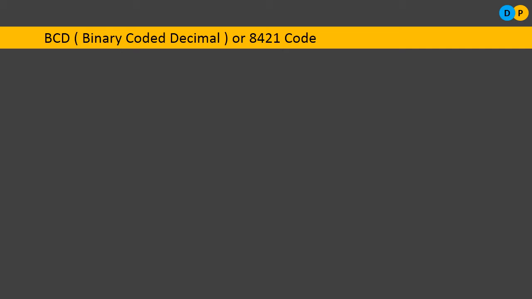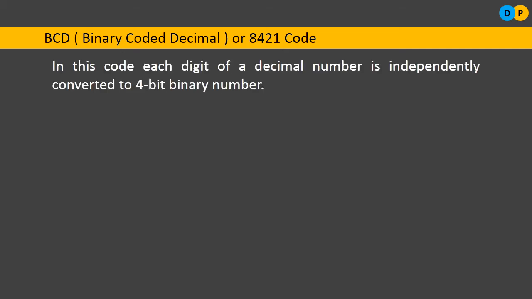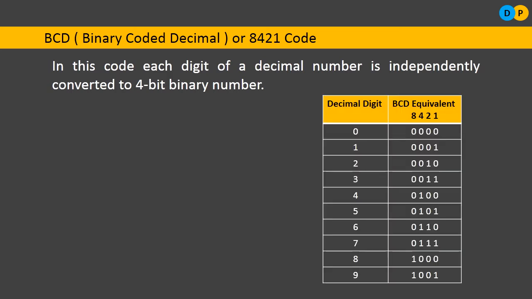Here, each digit of a decimal number, for example 2 or 4 or 5 or 9, is independently converted to a 4-bit binary number. Here I have considered a table. Please notice, in this table there are two columns. The first column indicates the decimal number and the second column indicates the BCD equivalent. First, let us take the case of decimal digit 0. This 0 is converted to its equivalent BCD form, which is represented as 0000.